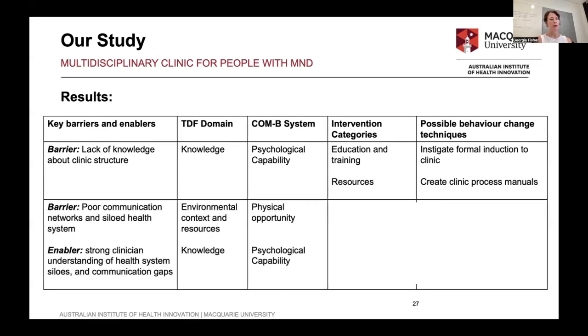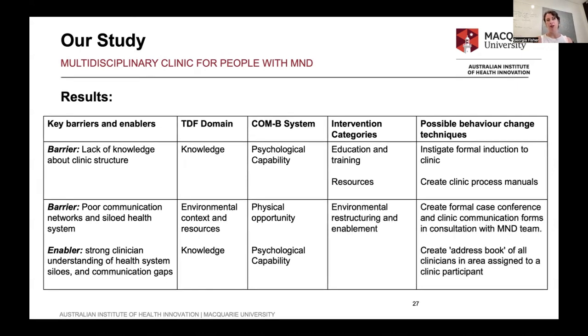A second barrier that we found was poor communication networks and quite a siloed health system, particularly between the NDIS and the aged care system, but also the private and the public sector. But interestingly, an enabler was strong clinician understanding of these silos and gaps and how they could get around them with workarounds. So these things map first to environmental context and resources in relation to the TDF, and then to people's knowledge as well, which if we go then to the COM-B is looking at someone's physical opportunity, but then also their psychological capability. So what we found here is that people's physical opportunity was limited, but then they were using their psychological capability to get around that and to make the care work for people with MND.